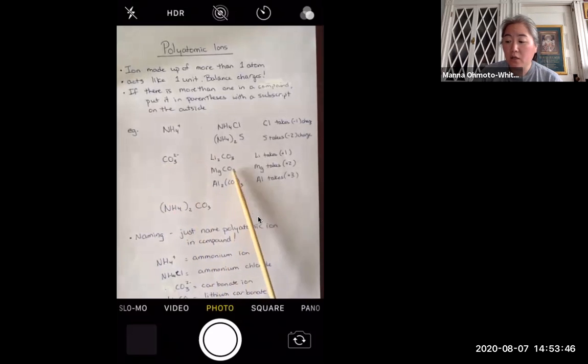Similarly here, this polyatomic ion doesn't need any parentheses here or here, but this one does because I need 3 of them to balance the 2 aluminums out. So naming is just naming the polyatomic ions.